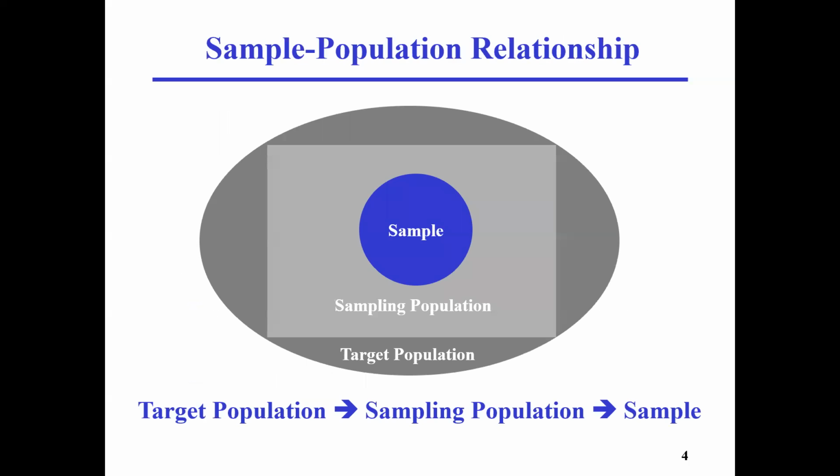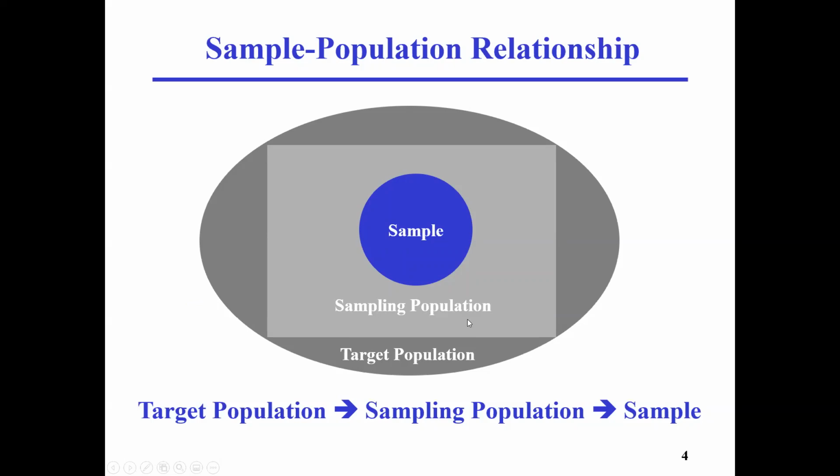So here is a more straightforward figure to show you the relationship, okay, among target population, sampling population, and the sample. So the largest polygon, the ellipse here, okay, is target population. For example, that 1 million population city. Target population is that 1 million people, okay? And we need to narrow it down using some conditions to select or to figure out the sampling population.